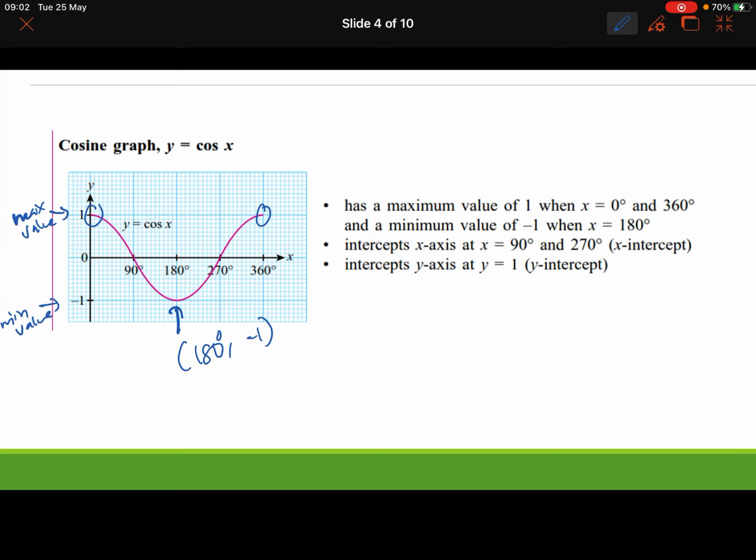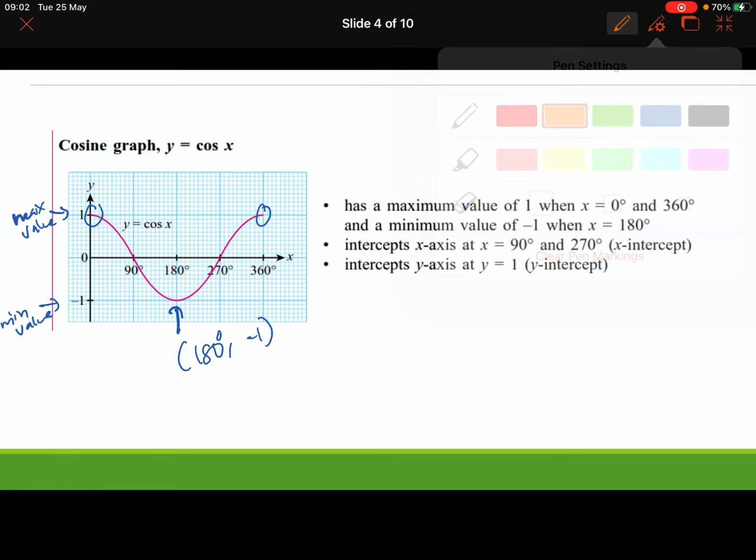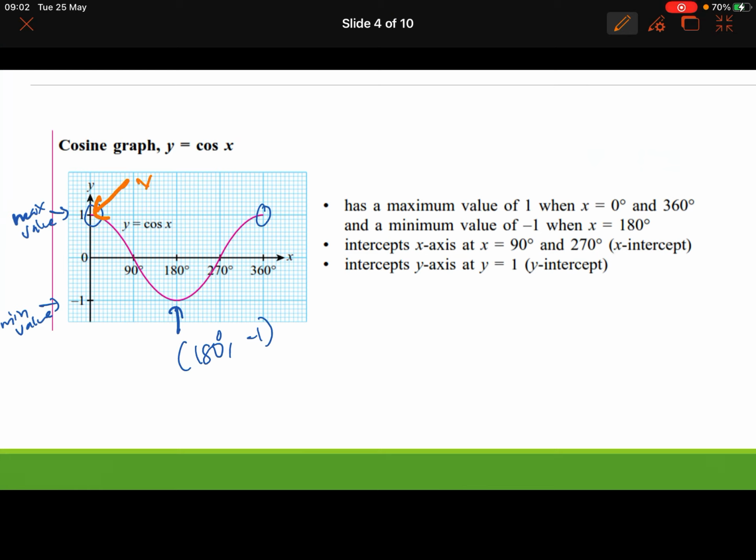The x-intercepts are at 90 degrees and 270 degrees, and the y-intercept is at y equals 1. Here is the y-intercept, and these two are the x-intercepts.